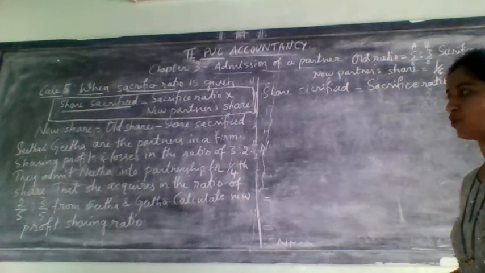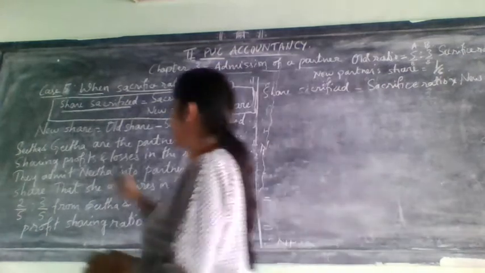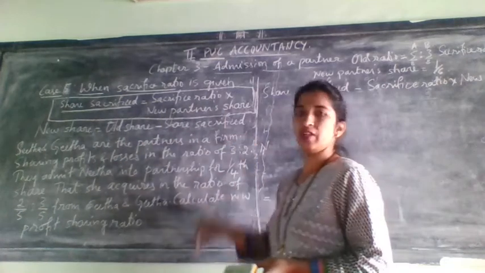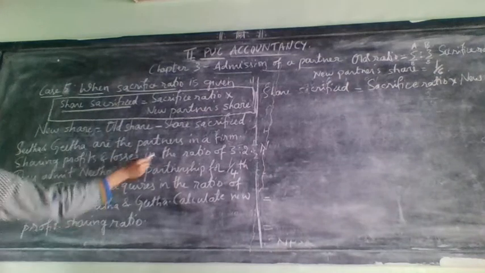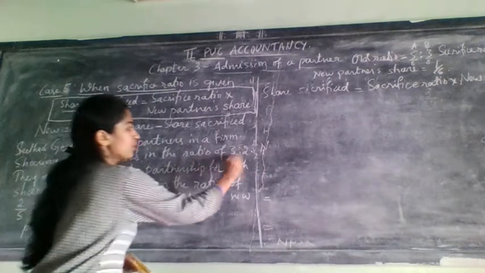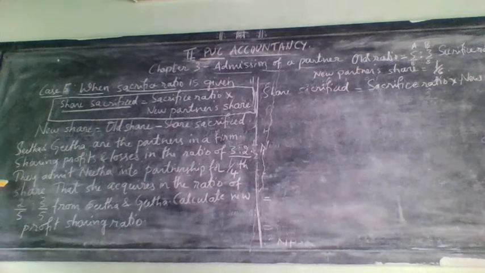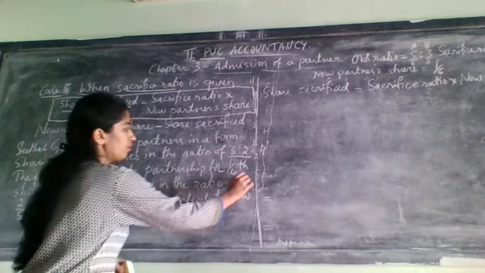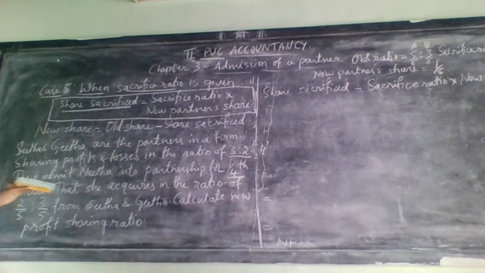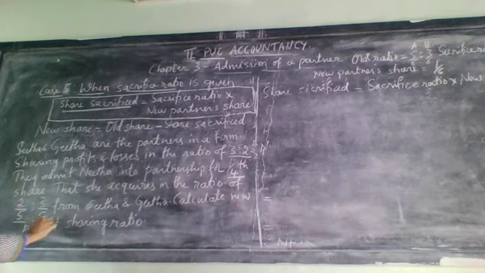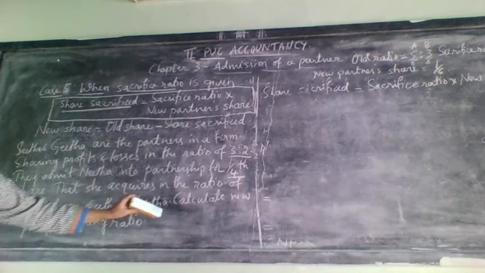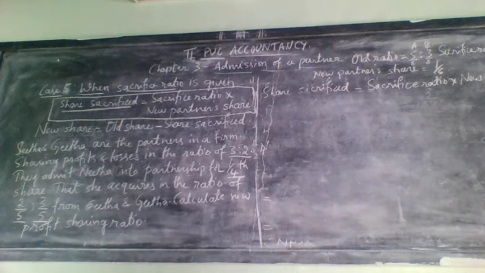Here I gave one more problem. Sita and Geeta are partners in a firm, sharing profits and losses in the ratio of 3:2. They admit Neeta into partnership for 1/4 share, which she acquires in the ratio of 2/5 and 3/5 from Sita and Geeta. Calculate the new profit sharing ratio.